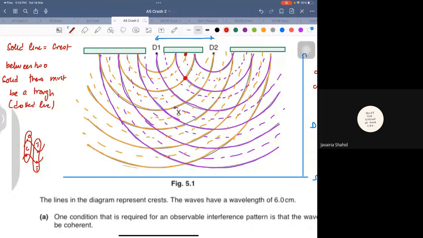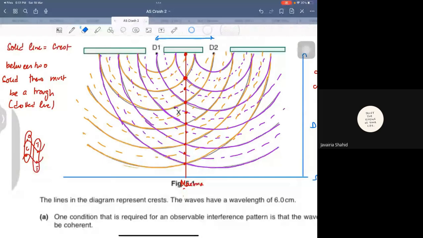Okay. So if you go on a line like here, also dotted, dotted, solid and solid, dotted, dotted, solid and solid. So all on this line, if I just go straight, on this line you will have a maxima formed. Maxima means that it is going to be a bright spot or a huge displacement or a loud sound, whatever type of wave you're looking at.